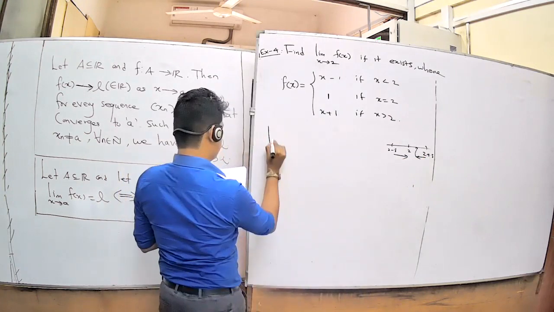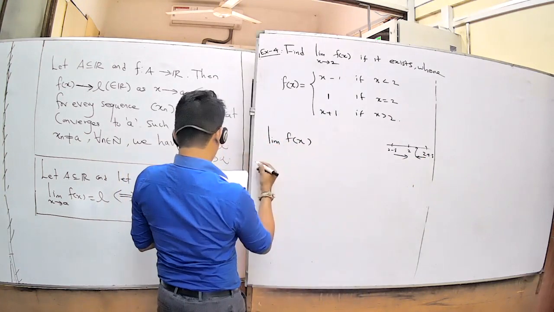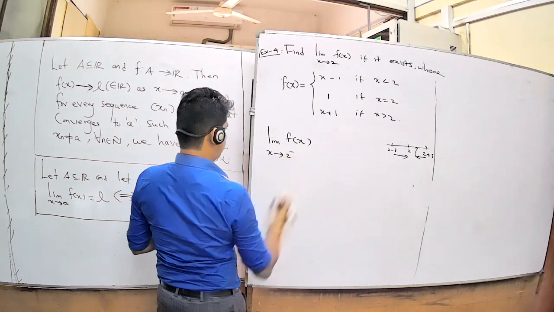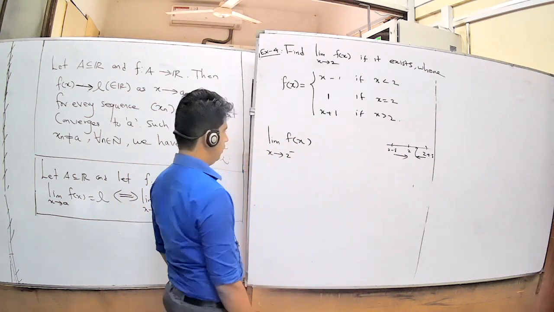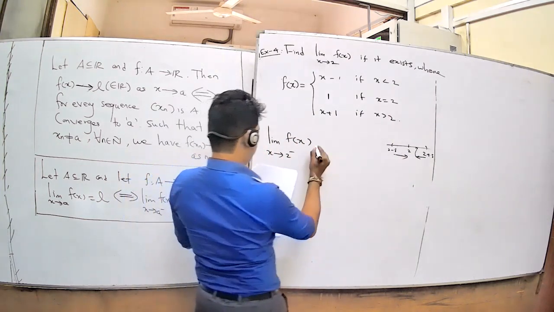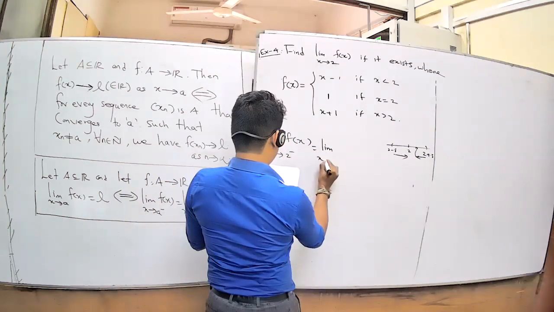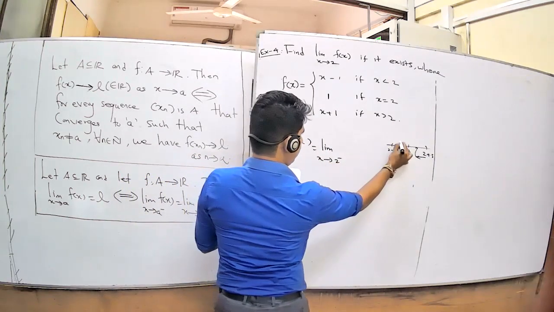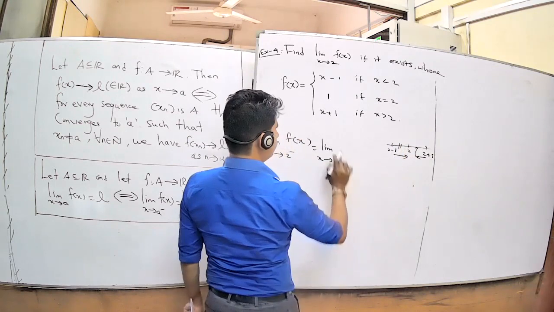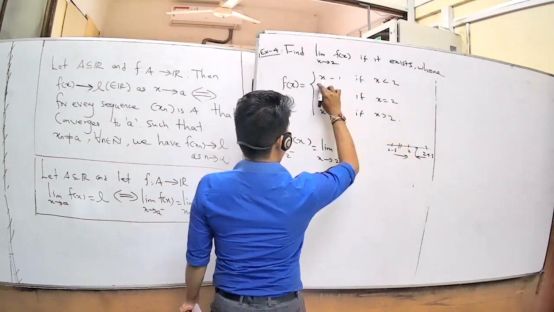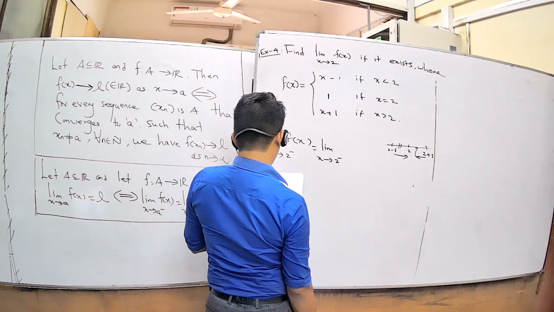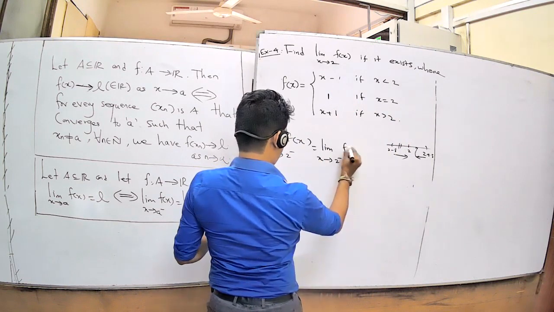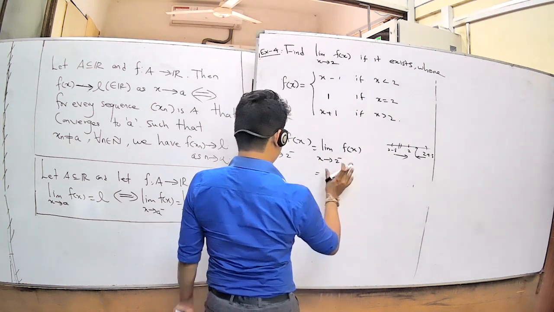Limit of f of x as x tends to 2 minus means this one, the left limit. Okay, now how can you find this value? Limit as x tends to 2 minus. In this case, what is the value? In this case, your value is less than 2, so f of x is x minus 1. Okay, x minus 1. Right, now we can keep here.